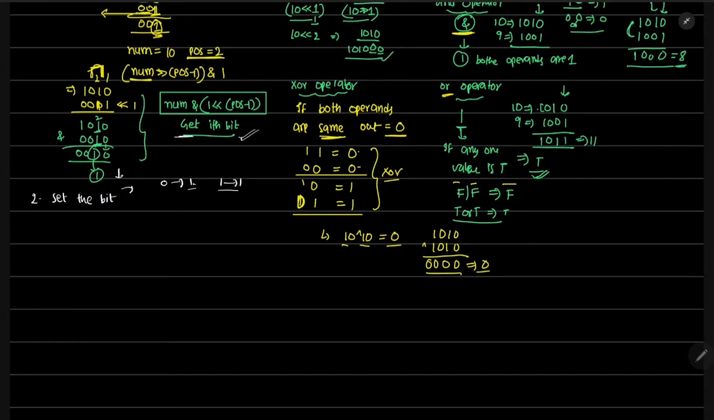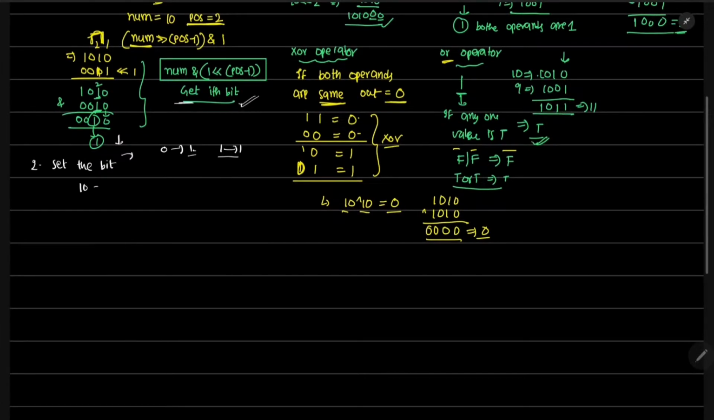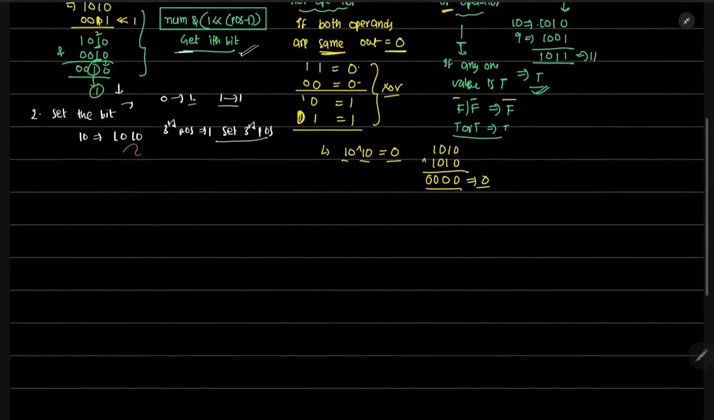So how do we do this? For 10, it is 1010, right, guys? Let's say I want to convert the third position to 1, that is, setting the third position. How do we do it? We take 0001, which is 1 again. We need to set the third bit, so we left shift this 1 by 2 positions, position minus 1 again.